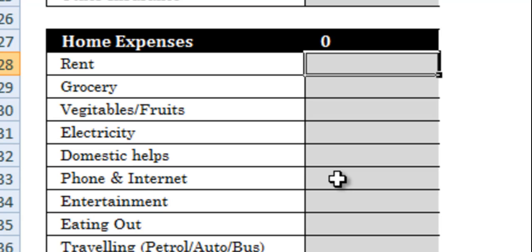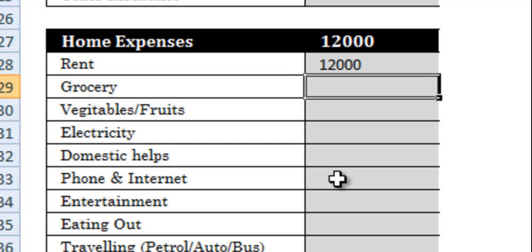So let's say you say that I do not want my rent to go above 12,000 rupees per month. So you put 12,000. Then you say that I do not want my grocery to go above 5,000 per month. So you are defining the limit, and later, when you analyze your budget, you will see in which month you increased this limit and in which month you didn't cross the limit. So you say that the grocery limit is 5,000.